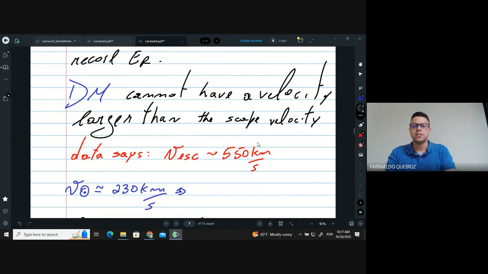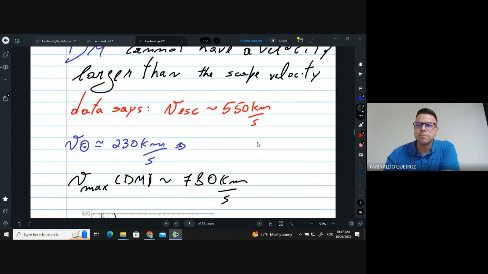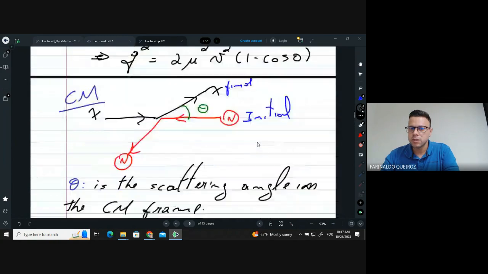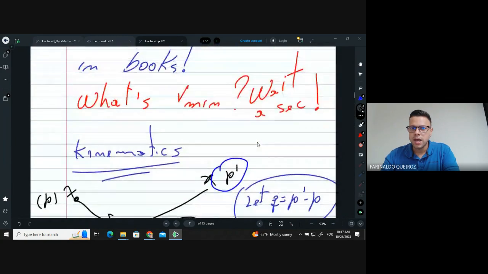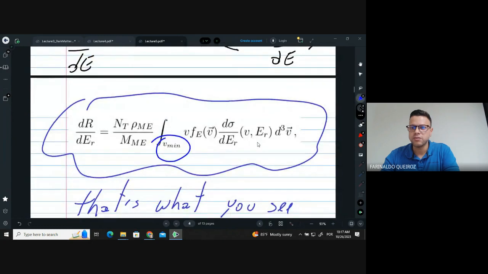Okay? So why do I do this? Because you saw just a while ago that the scattering rate is this. So what I have to integrate is from Vmin to Vmax. Vmax is the escape velocity plus some Sun velocity. Usually people call it V-escape, but it's not V-escape, it's Vmax. Smaller than escape. Could be larger than V-escape, because of the velocity of the stars.